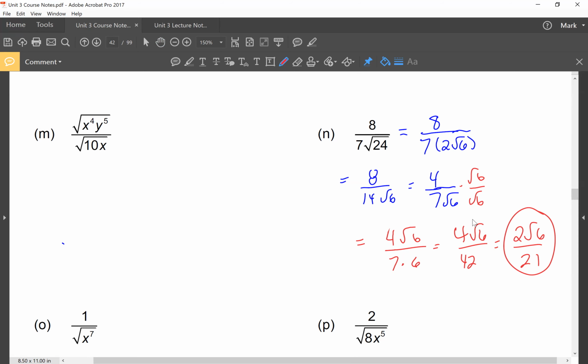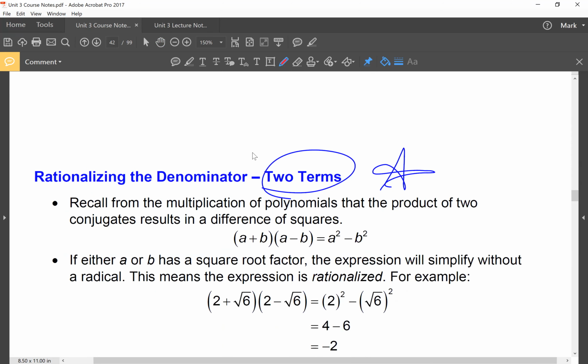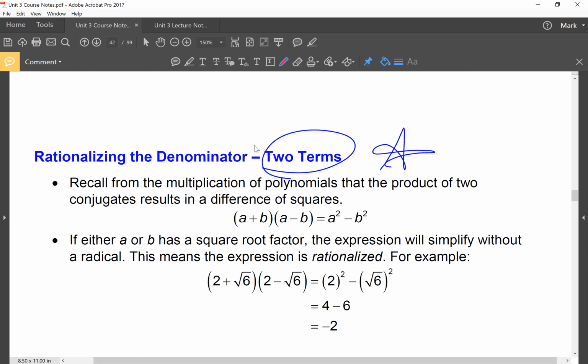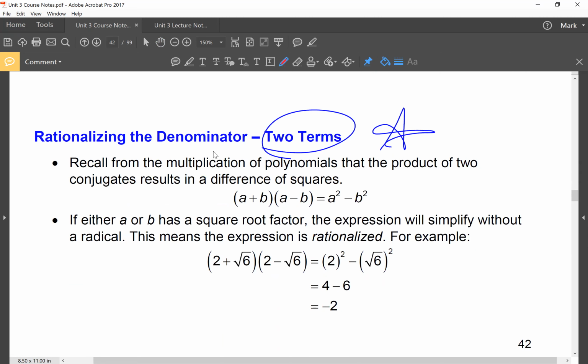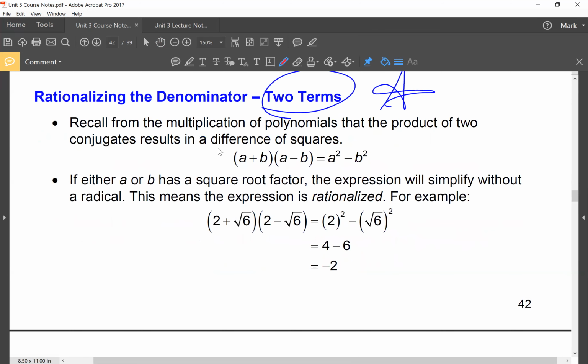All right, cool. Now, what would you do if you had two terms in the denominator? If you have two terms in the denominator, you need to do something a little different, and it's called multiplying it by the conjugate. So I'm going to show you this right now in a second, but if you did something like this, it would create a rationalized expression, an expression with no radicals in it.